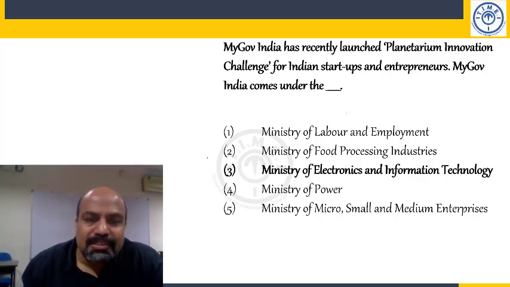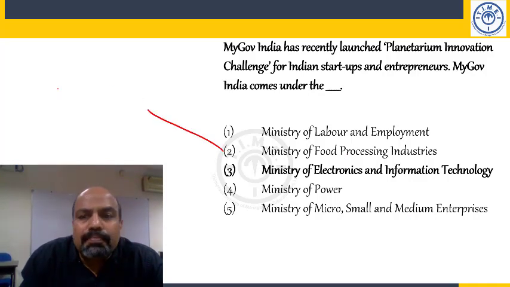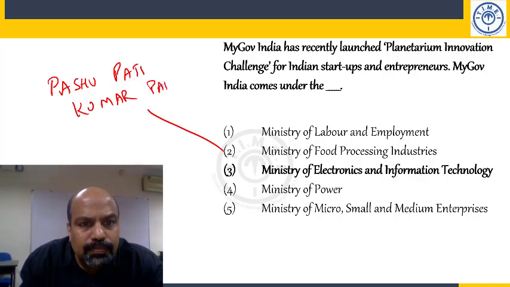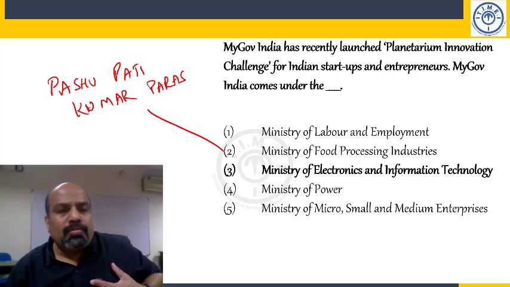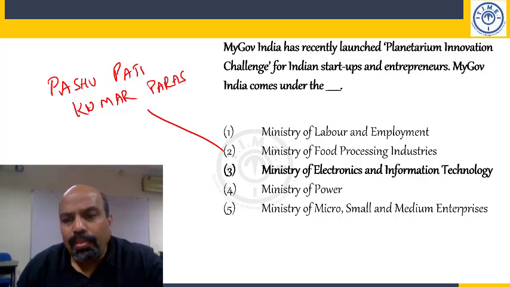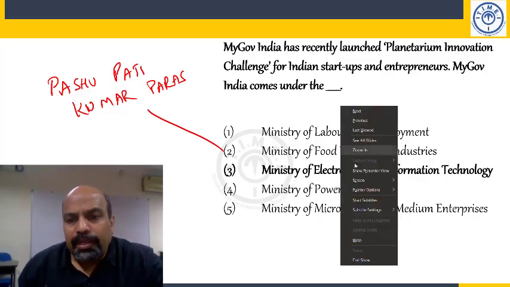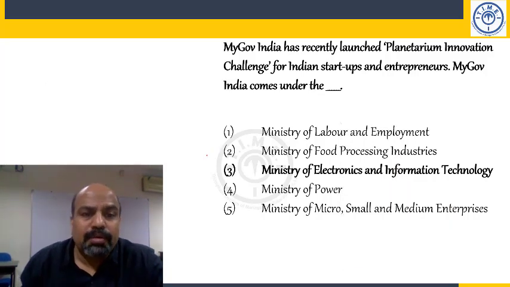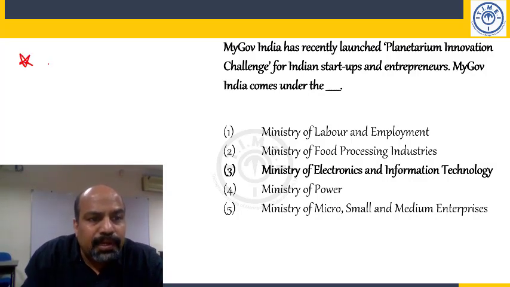Food processing industries. You could write the name of this person: Pashupati Kumar Paras. So the person who heads the electronics and information technology ministry heads three other ministries. So we'll write his name here.